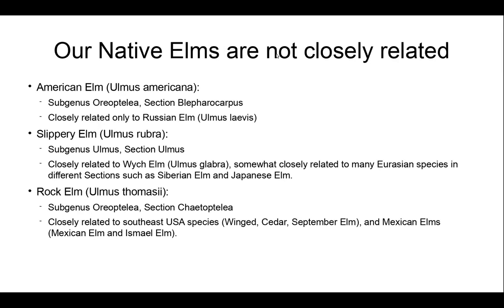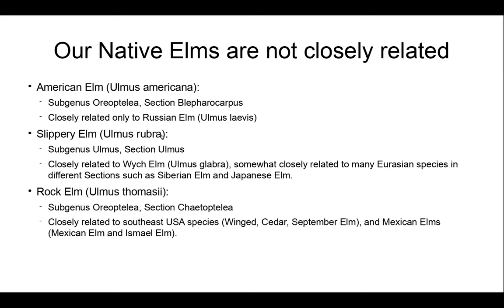Our native elms are not closely related, and I can't emphasize that enough, right? We have three species. They're actually in different sections, all three of them. American elm is in subgenus, I'm probably going to say this wrong, Oreoptelea, section Blepharocarpus. And the only close relative in the elms it has is Russian elm, or sometimes called fluttering elm, Ulmus laevis, which is a European species that goes to Russia as well. They're closely related, and the other elms are not closely related.